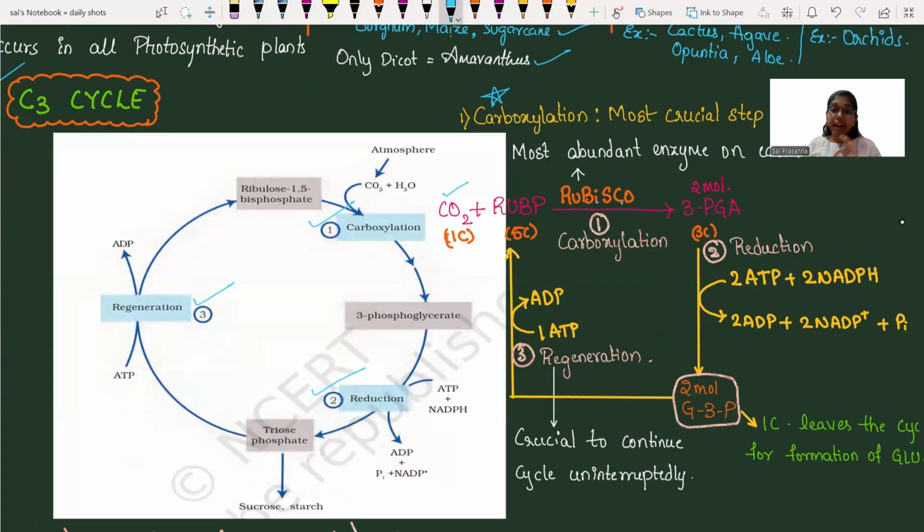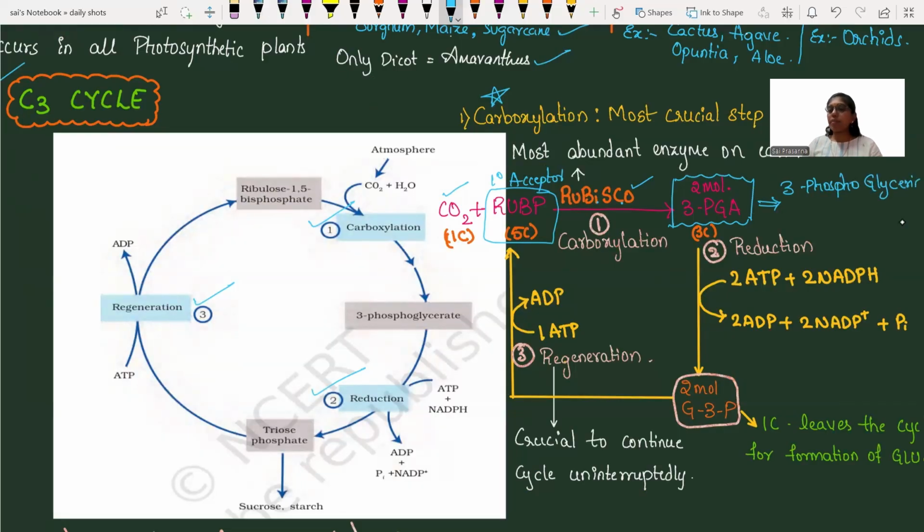And the first or primary acceptor of carbon dioxide in the C3 cycle is RuBP, which is a 5-carbon compound. What is that? Ribulose bisphosphate. And this reaction is catalyzed by the world's most abundant enzyme, Rubisco, ribulose bisphosphate carboxylase oxygenase. This carbon dioxide along with RuBP, when catalyzed by Rubisco, forms the first stable organic product in the Calvin cycle, that is 3-phosphoglyceric acid.